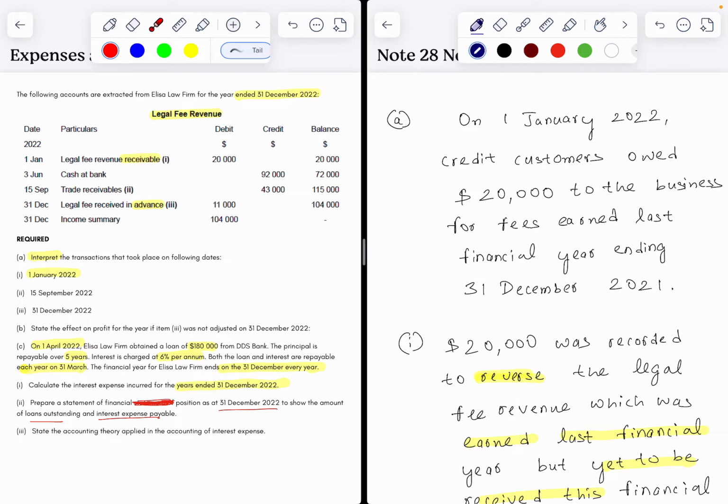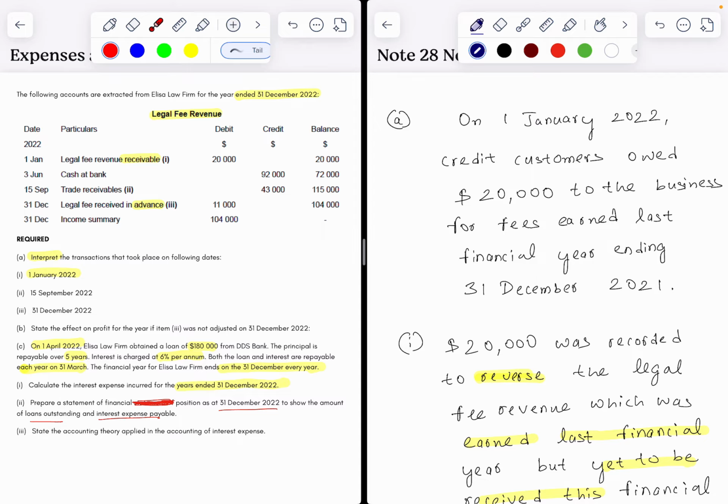So starting with the 1st of Jan 2022. What really happened on the 1st of Jan 2022? On the 1st of Jan 2022, we can understand that the business has $20,000 worth of receivables. And this $20,000 worth of receivables relates to transactions done with customers on credit in the previous financial year. So in the previous financial year ending 31 December 2021, the business performed some legal fee services on credit, and the customers still owe that money, which is $20,000, right?